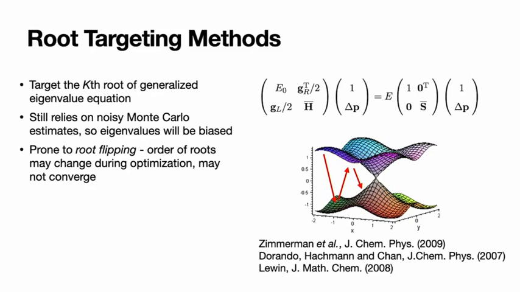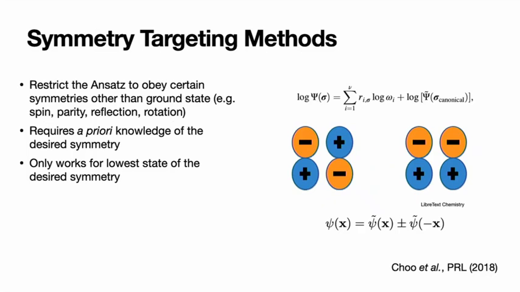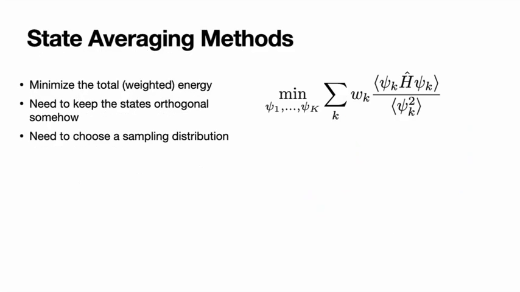Again, you have to compute these Hamiltonian and overlap matrices basically from noisy samples, and then solve this generalized eigenvalue problem. And this can sometimes suffer from root flipping, where you jump between different solutions. It's not guaranteed to converge. You can look at symmetry targeting, where you might know certain symmetries of certain excited states. And so you just look at the lowest energy state that has the particular symmetry that you care about. But of course, that only works if you know the symmetry you care about, and if the state you care about is the lowest energy one.